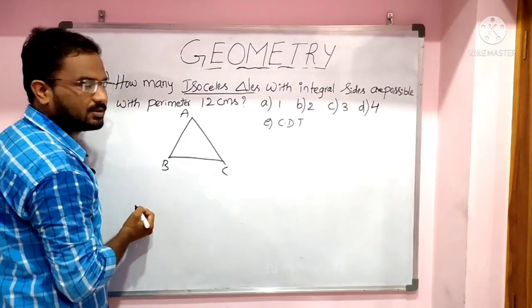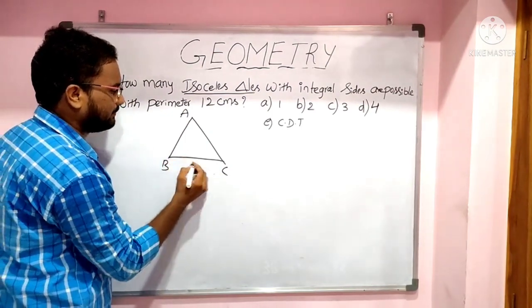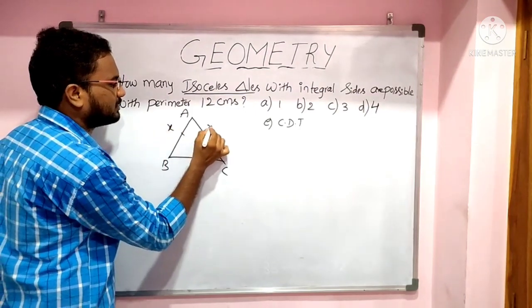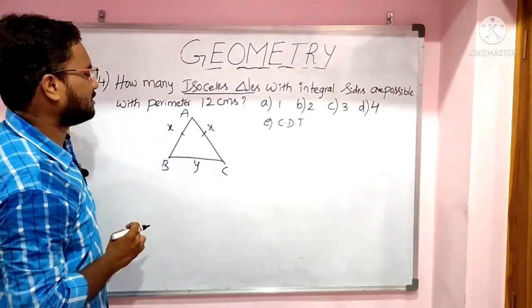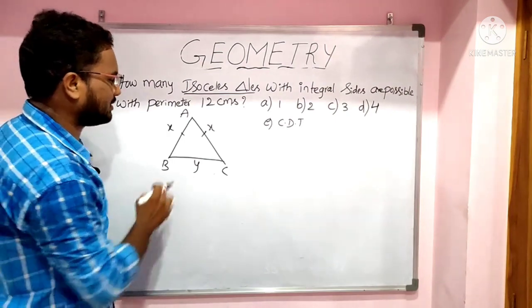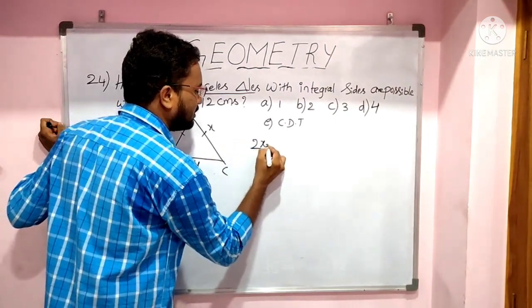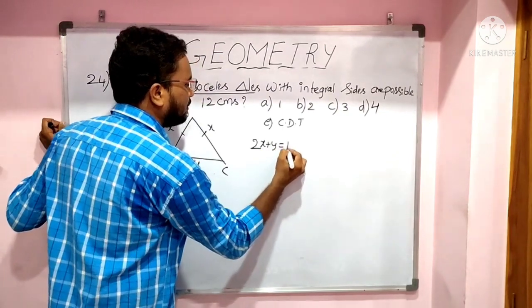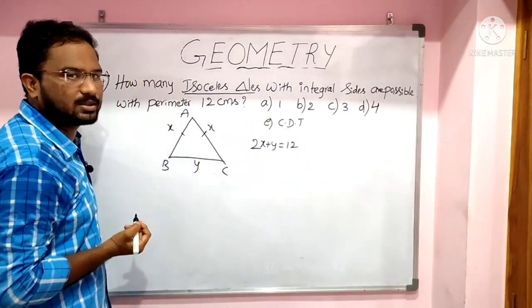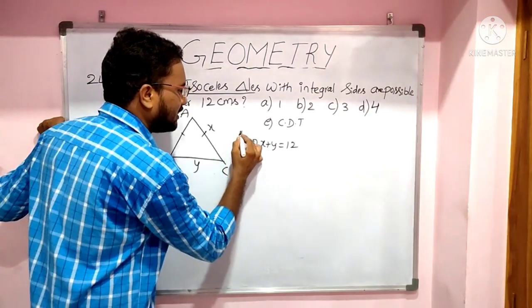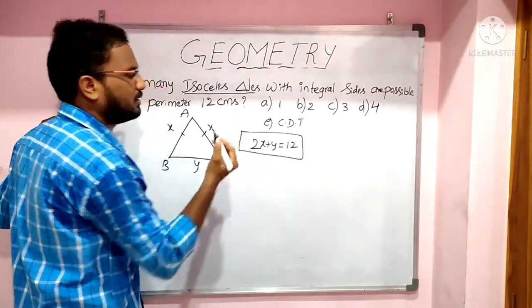Let us say these two sides are equal. Let's say this value is x and this is x. This is y. The perimeter is 12 centimeters. Perimeter means the sum of all sides. So x plus x, 2x, plus y equals 12 centimeters. From this relation, we need to find the sides.